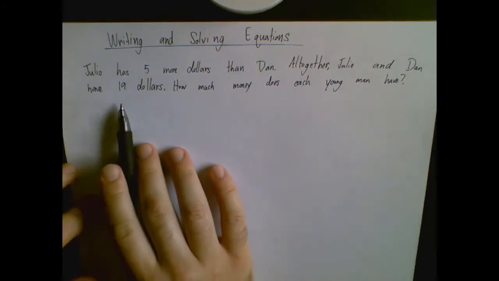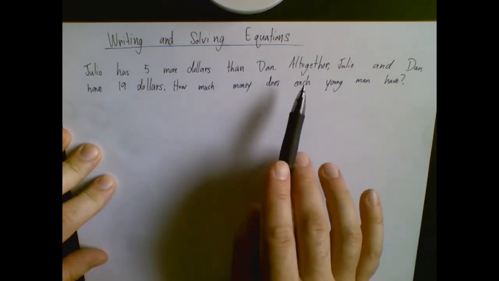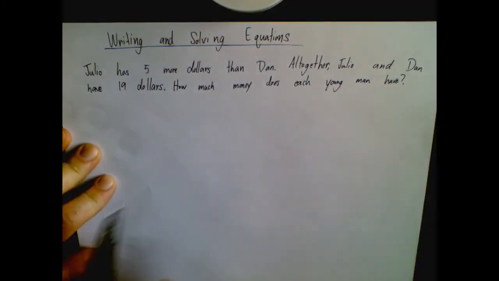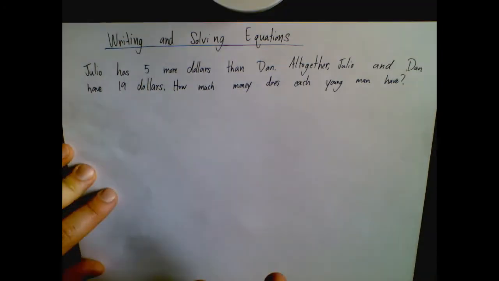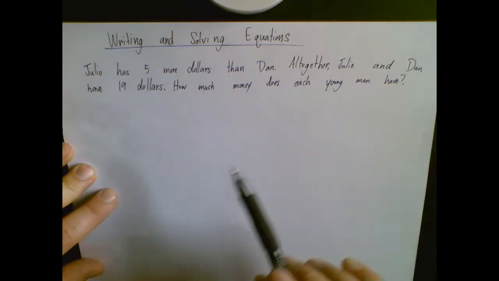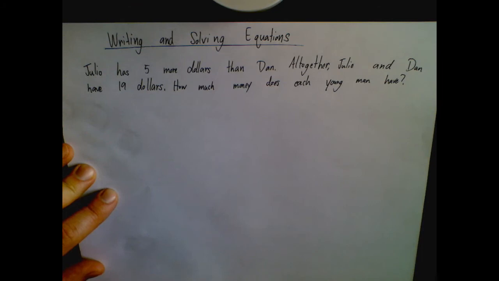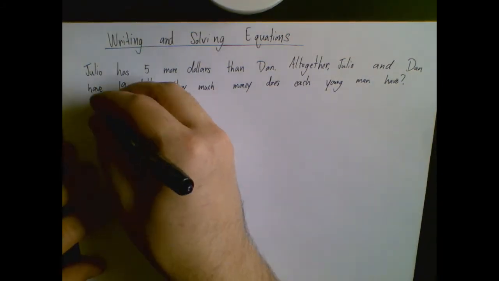So start off just like we did before. Julio has $5 more than Dan. Together, Julio and Dan have $19. How much money does each young man have? For the time being, I only want to use one variable if I can help it. So how much money does Julio have? And how much does Dan have? I have to pick one of them to be my variable. So I'm going to go ahead and pick D for Dan.